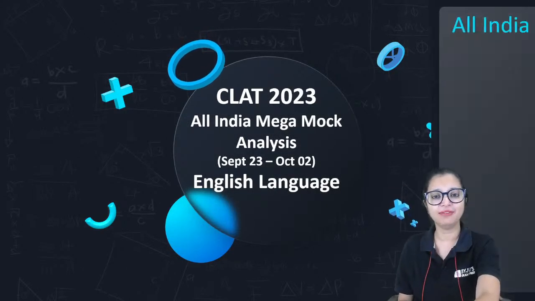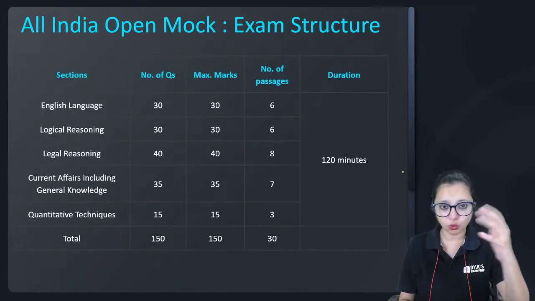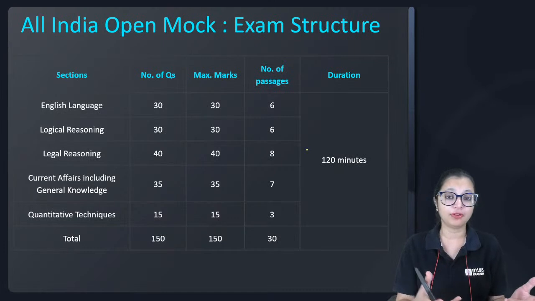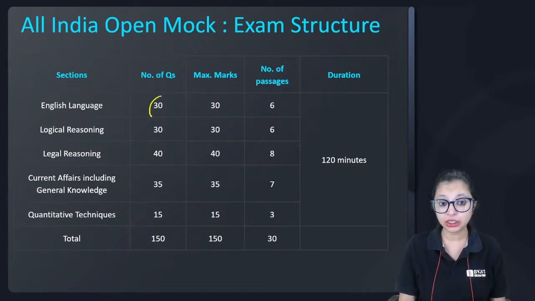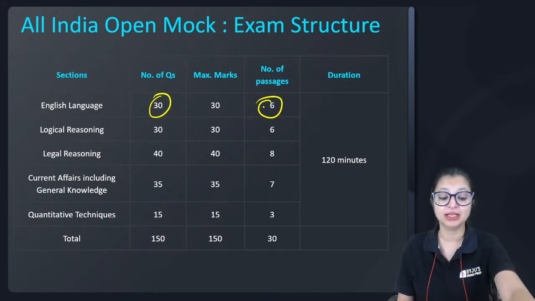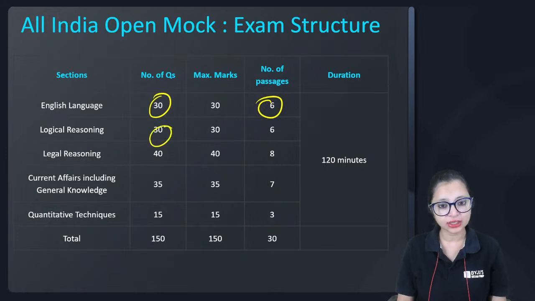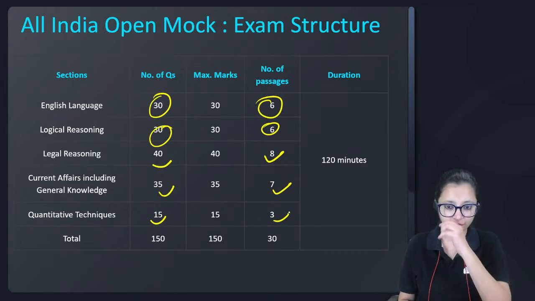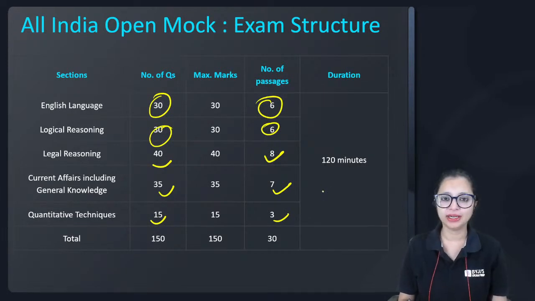Let's first quickly have a look at what was the pattern of the mock that we took. It was exactly a replica of CLAT 2022. We had 30 questions in English. We had 6 passages. That's exactly what has been happening since the last few years. Similar pattern. Logical reasoning also had 30 questions, 6 passages. Legal had 40 questions, 8 passages. 35 for GK, 7 passages. Quant 15, 3 passages. And thus you have 30 passages in total, 120 minutes for that.